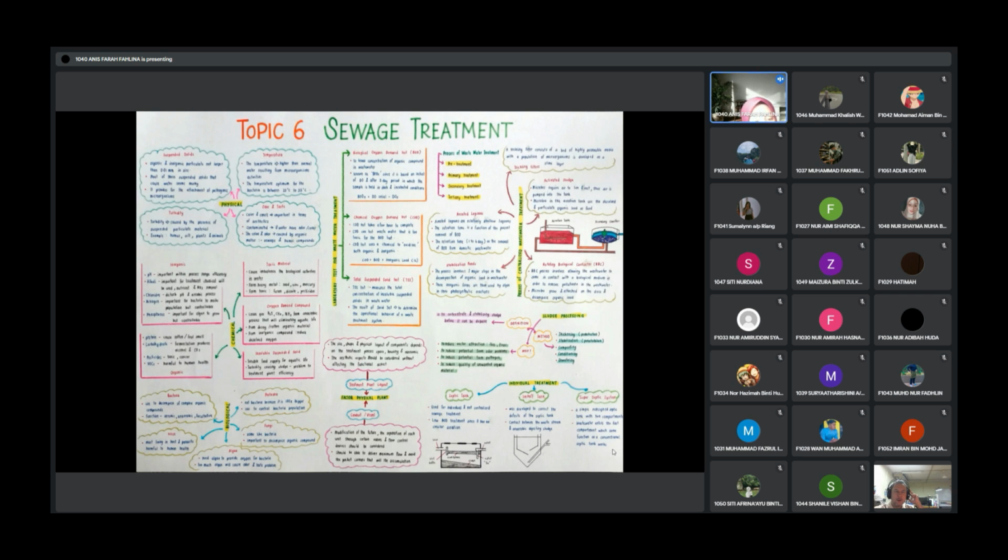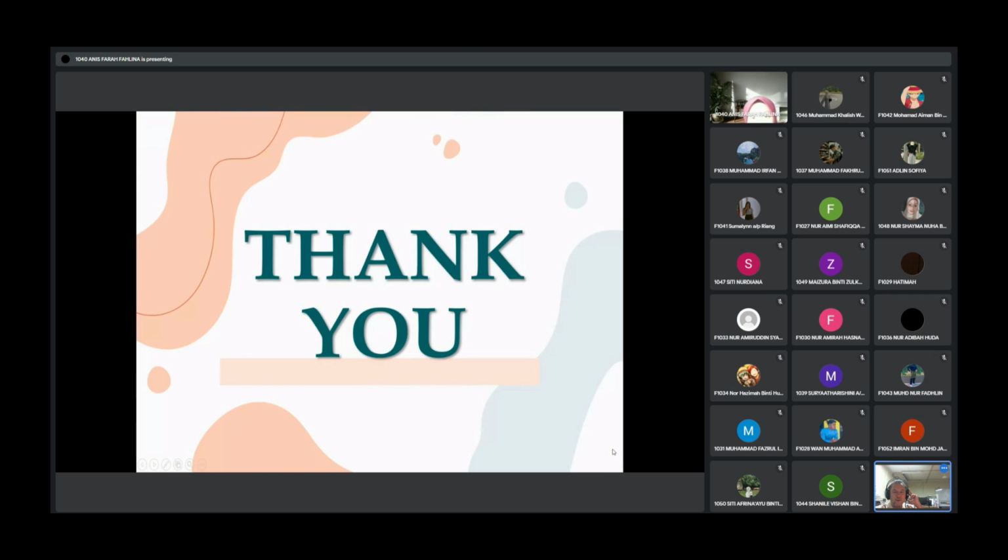Lastly, three individual wastewater treatments. First, septic tank, imhoff tank, and super septic system. That's all for me. Thank you. Okay, thank you.